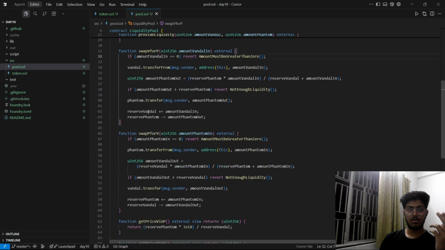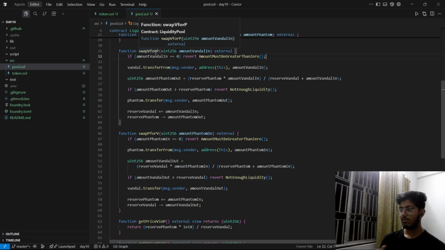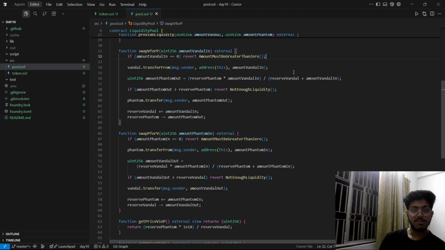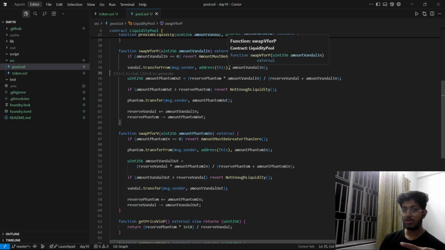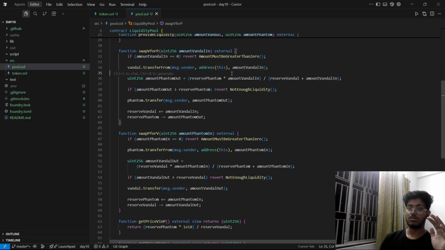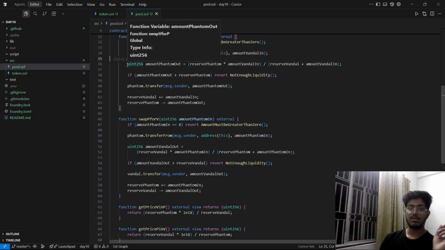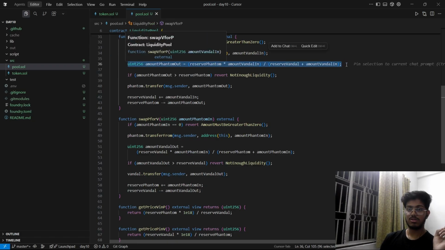And we can swap some Vandal for some amount of Phantom. This sounds pretty dumb, but bear with me. First it checks that the amount should be greater than zero, then it transfers the Vandal from message.sender, so whoever is making this transaction, to this liquidity pool. So first he will give this much amount of Vandal to the pool, and then it will calculate how much Phantom this guy should get.